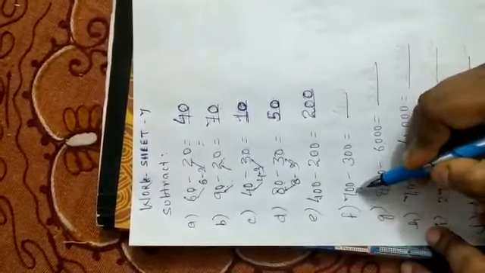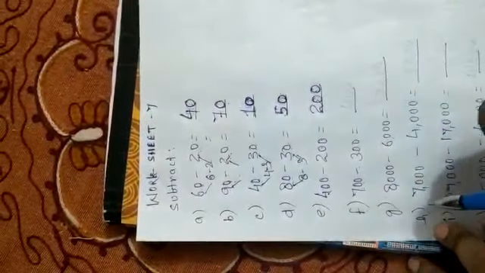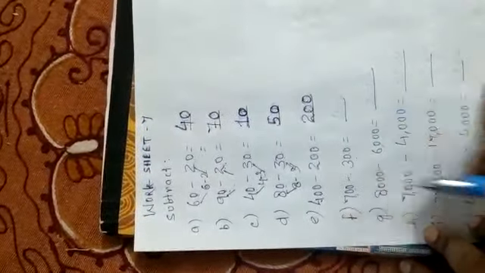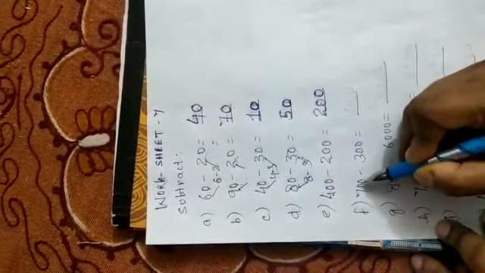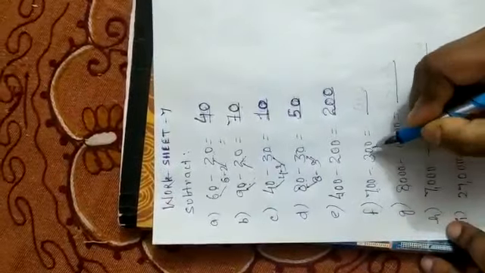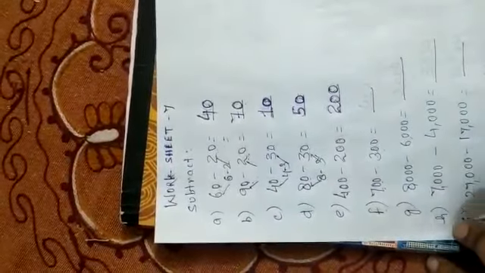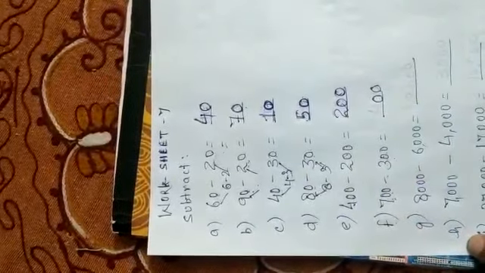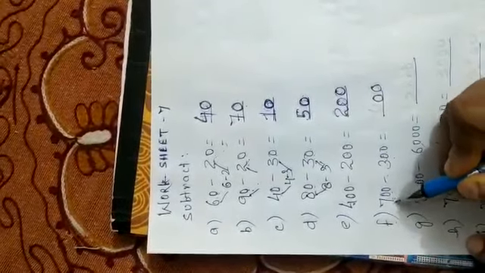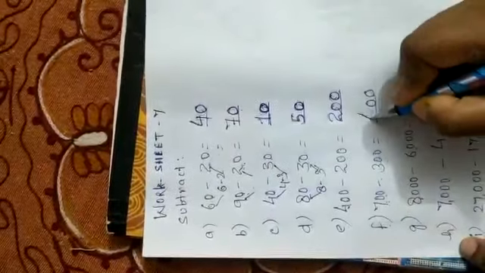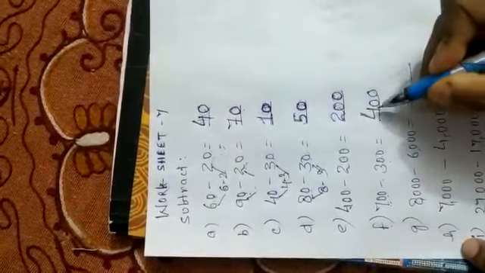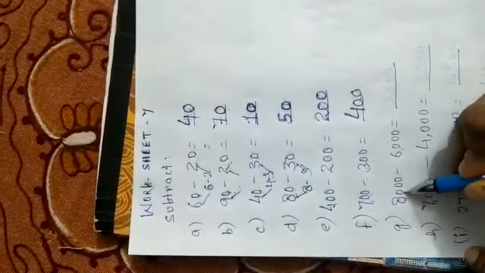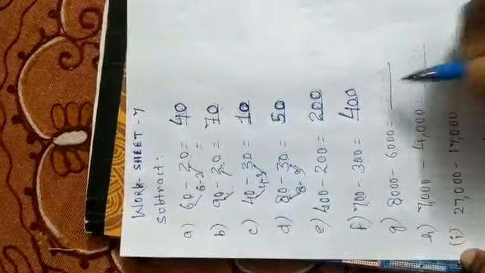Come to F, 700 minus 300. Firstly, 700 and 300 are in the 100 group. Second thing, 700 has 2 zeros on the right and 300 has 2 zeros on the right. So the difference will also have 2 zeros on the right. Third, we subtract 7 minus 3. So 7 minus 3 is equal to 4. So the difference is 400.